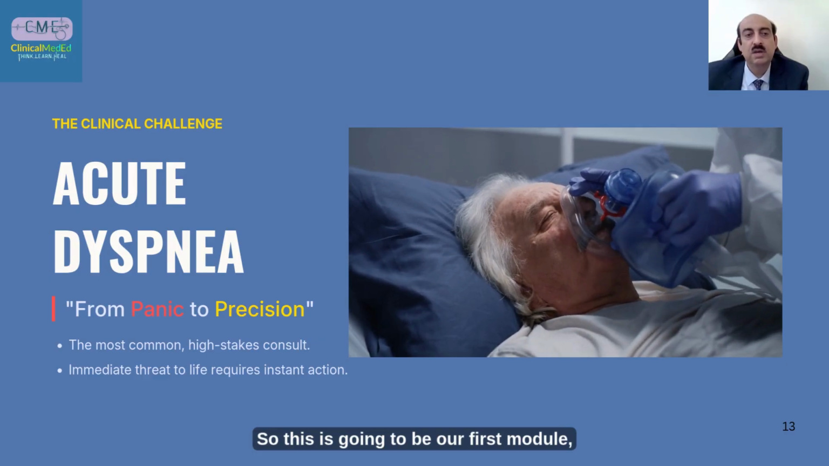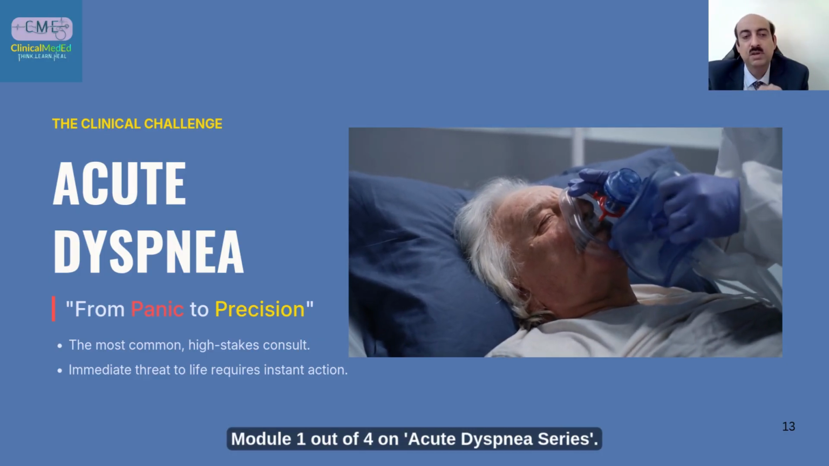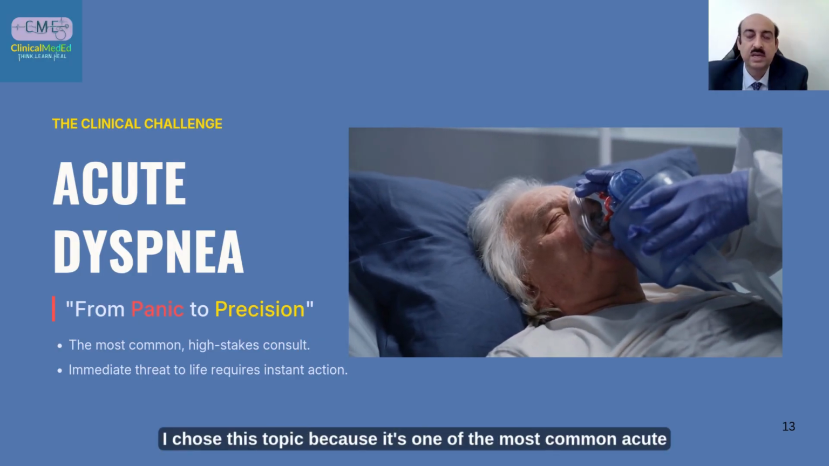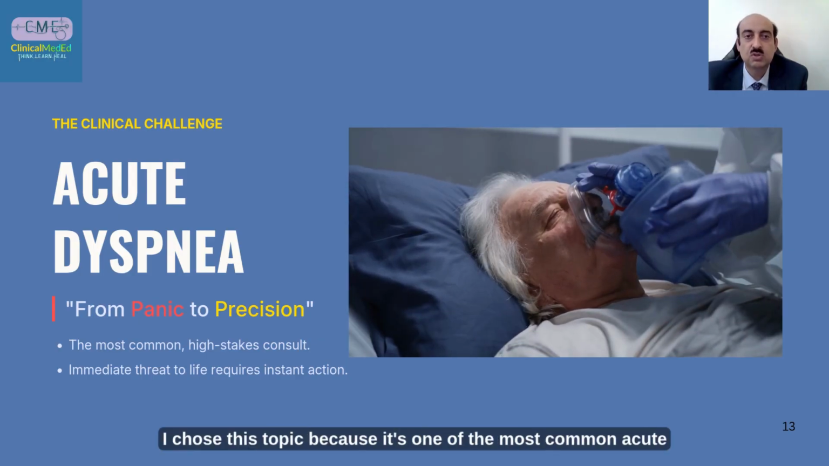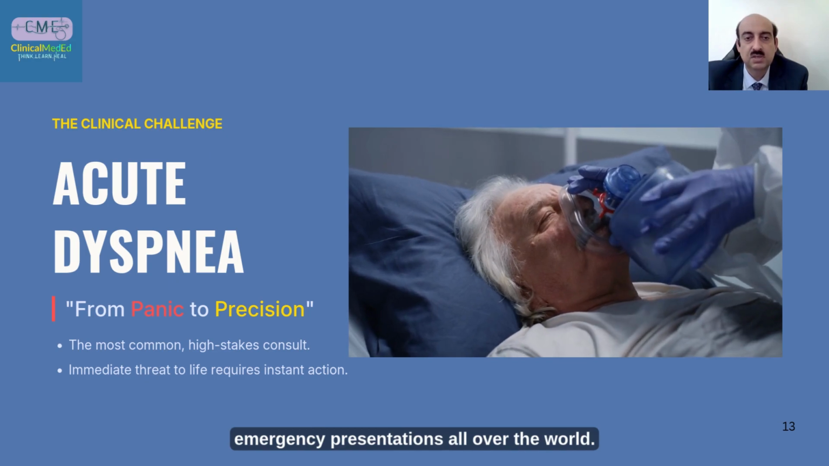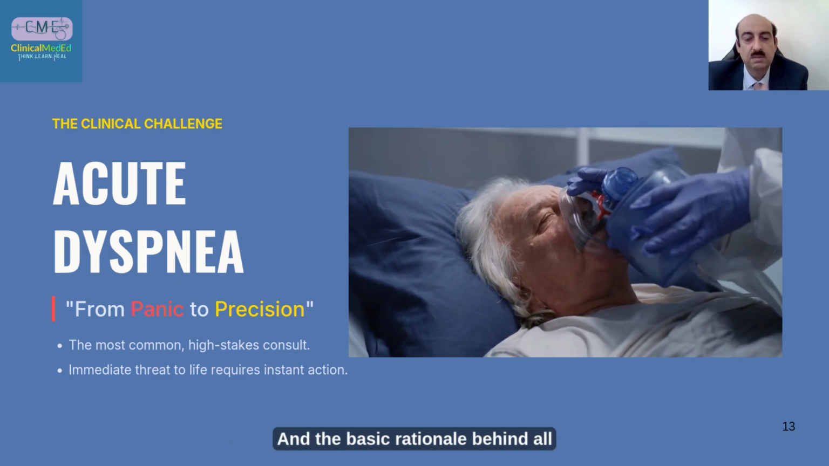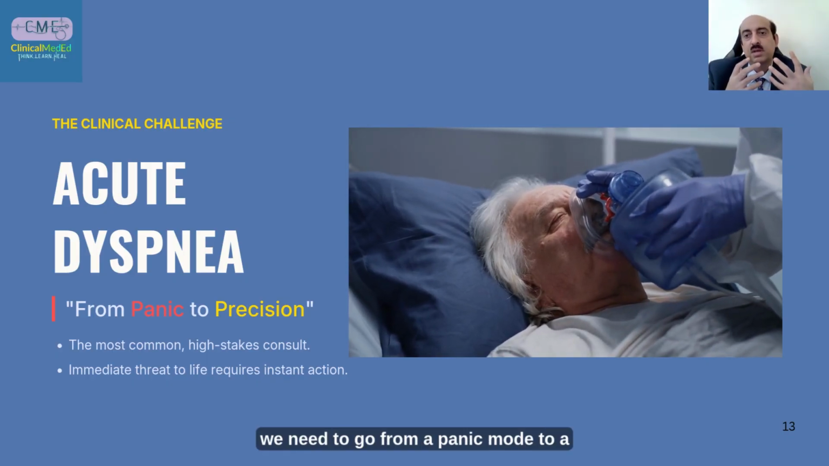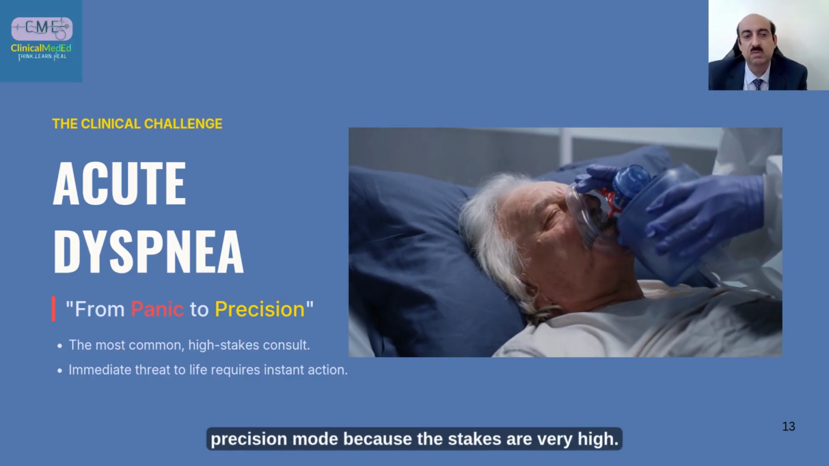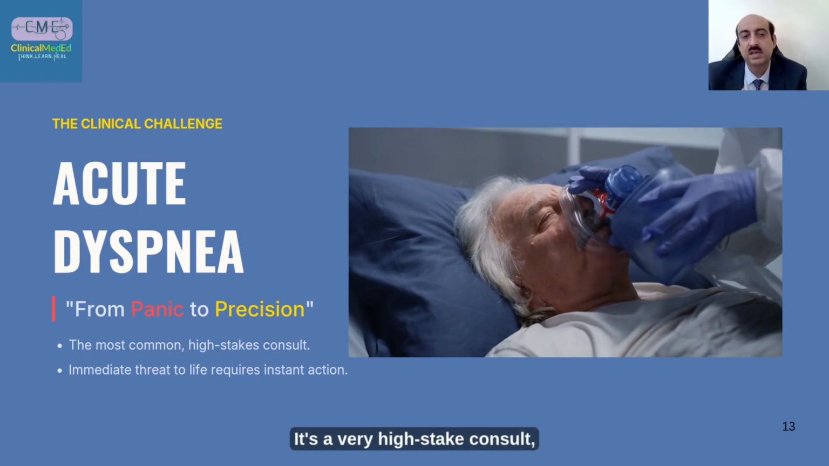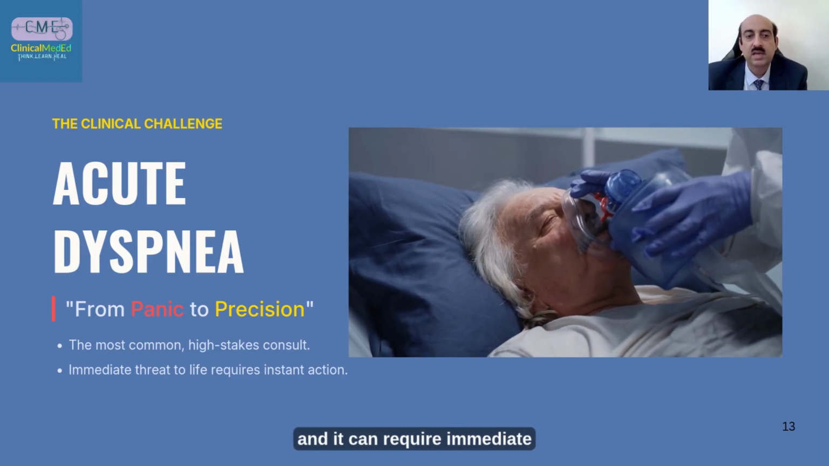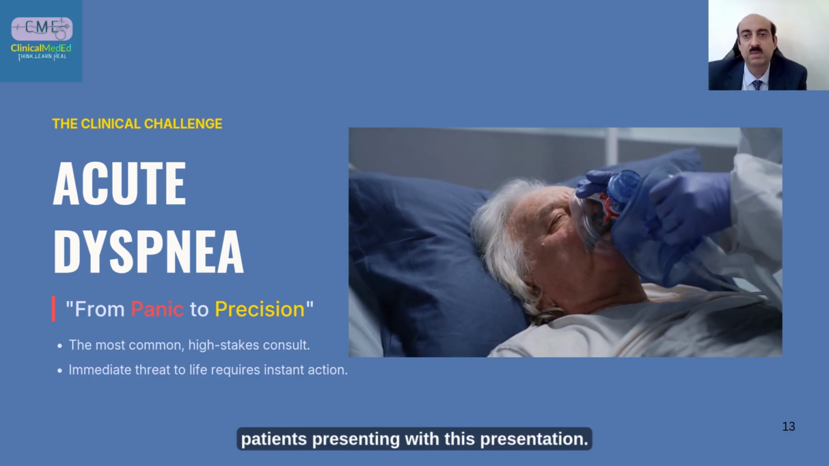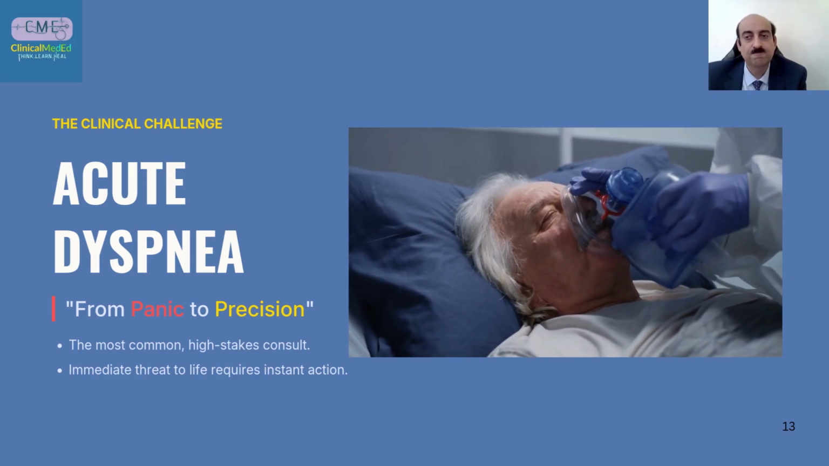So this is going to be our first module, 1 out of 4, on the acute dyspnea series. And why acute dyspnea? I chose this topic because it's one of the most common acute emergency presentations all over the world. The basic rationale behind this module is that we need to go from panic mode to precision mode, because the stakes are very high. It's a very high-stakes consult, and it can require immediate life-saving assistance for patients presenting this way.